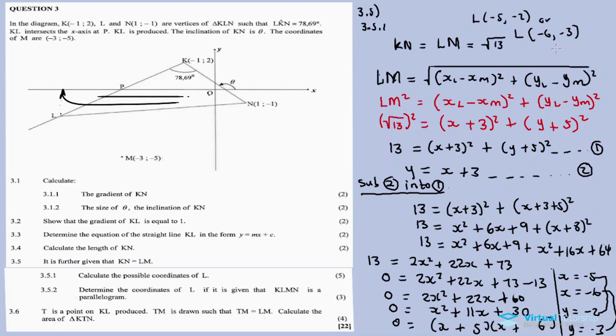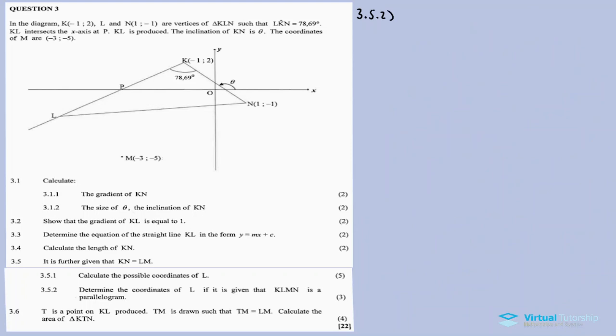So let me erase here, so that we can do this calculation for 3.5.2. Alright, again, we must find the coordinates of L. If it is given that KLM is a parallelogram, let us connect these points K, M and N. We'll get something like this now. Just like I've mentioned before, this shape could be a rectangle or a parallelogram, right? So this is a parallelogram.